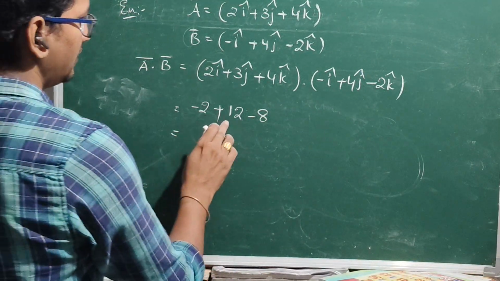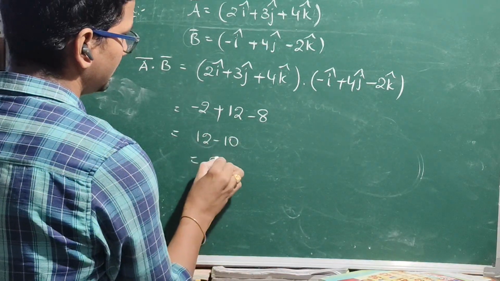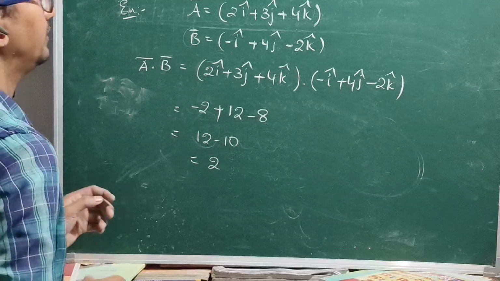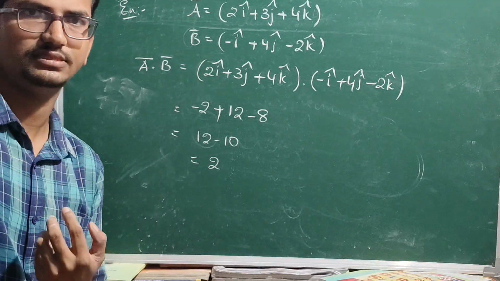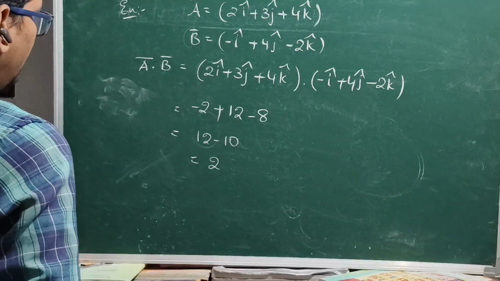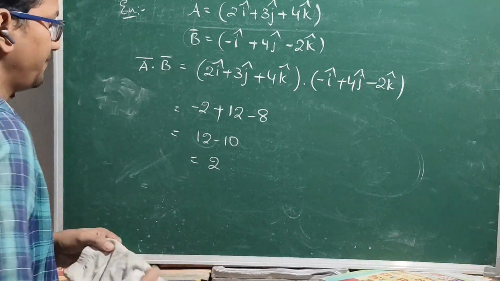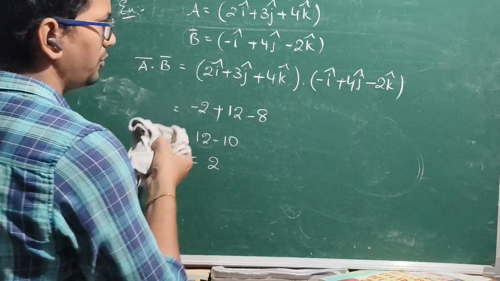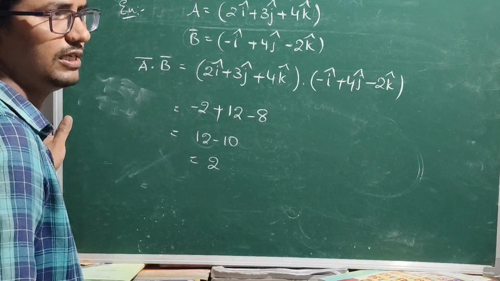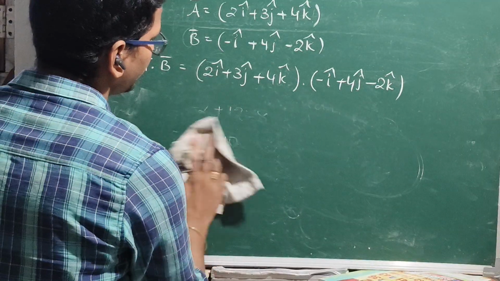What we got here? 12 minus 10, this is called a 2. It's a dot product. We can do this easily. Yes, if you want to find the scalar. If you want to find the vector, how can you find out? See, that's very important. A dot product is easy because i cap dot i cap is 1, i cap dot j cap and remaining all are zeros. That's easy to find out.